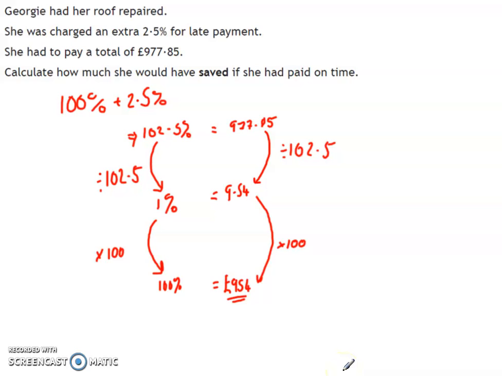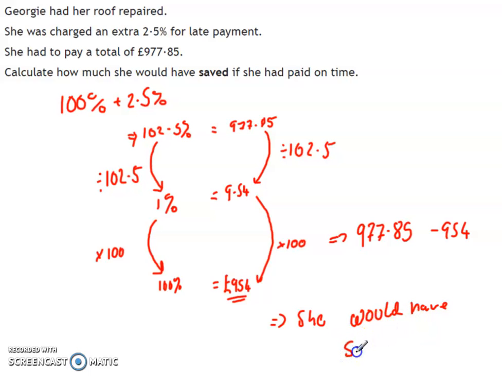Now if the question just wanted that, I could stop there, I'd be fine. But what it wants is how much she would have saved if she had paid on time. So in order to do that, I now have to find the difference between the two numbers. So I've got £977.85 and I'm going to take away the £954 from that. This will tell me how much she would have saved. I can then say therefore she would have saved the amount that's the difference between the two of them, which in this case is £23.85.